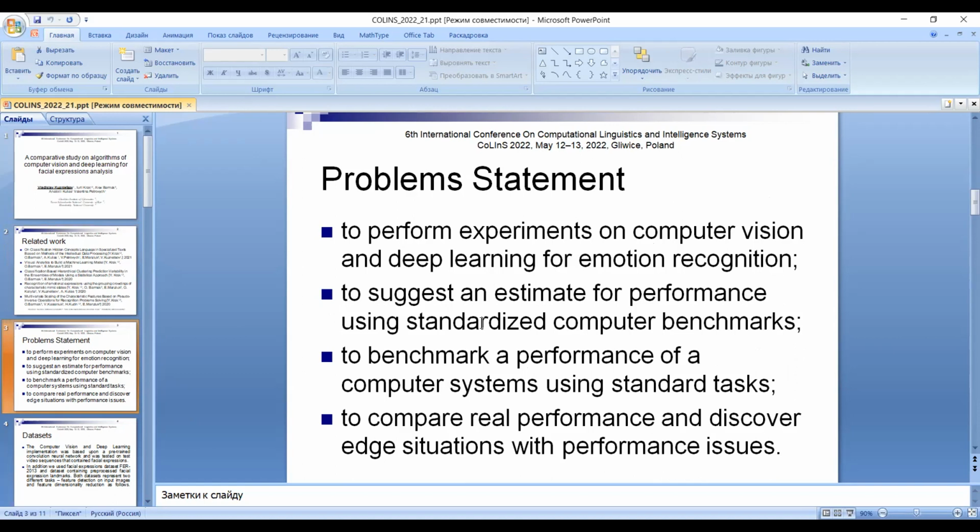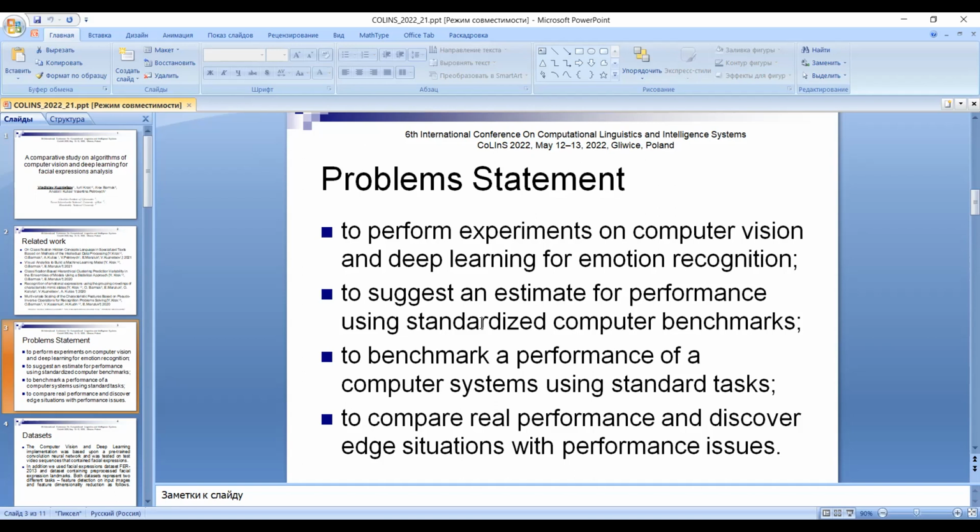So we had to perform certain experiments to know a baseline performance for our system on a certain computer vision task, and then to perform this task with deep learning, but just for facial expression and emotion recognition. Then we needed to use or suggest some benchmarks to know the baseline performance for our system and our hardware, and then compare the performance of our system and the performance that we needed or expected to have.